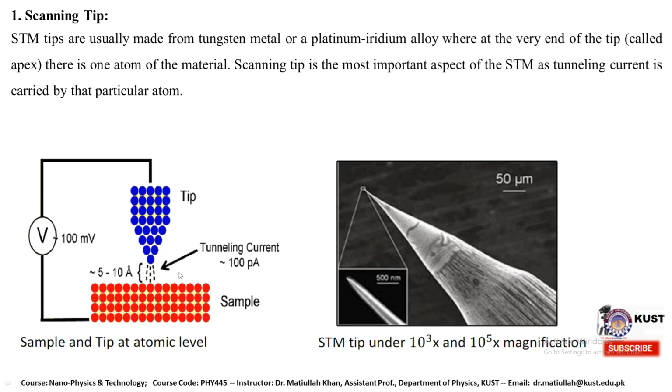This is actually the barrier, the region in between the sample and the tip. So when the potential difference is applied between the sample and the tip, the electron may tunnel from the sample to the tip, or from the tip to the sample, depending on the applied bias voltage, and we can get information accordingly.